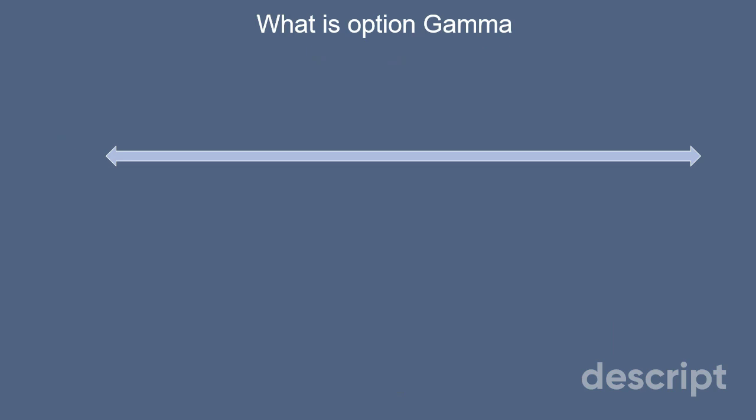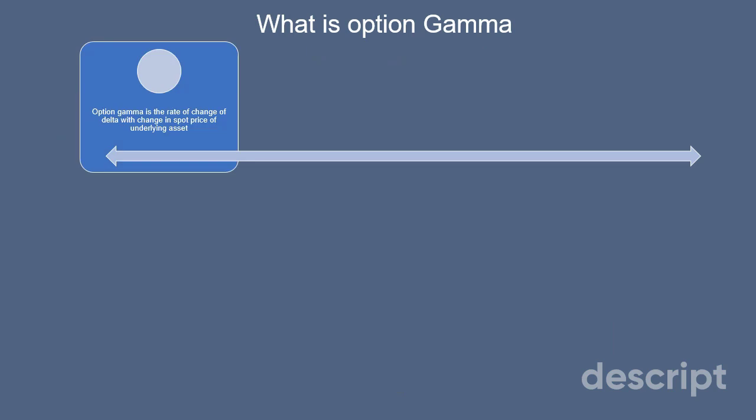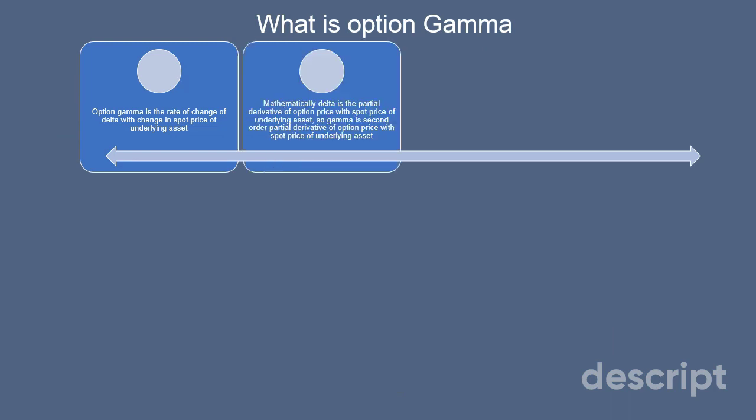Now, what exactly is option gamma? Option gamma is the rate of change of delta with change in the spot price of the underlying asset. Mathematically, delta is the partial derivative of the option price with spot price of an underlying asset. So gamma is the second order partial derivative of the option price with the spot price of the underlying asset.